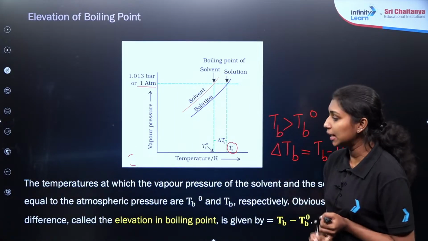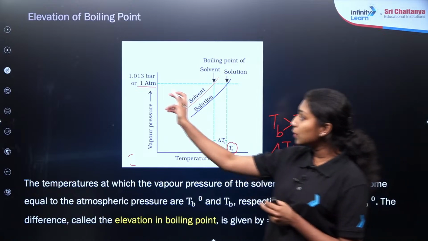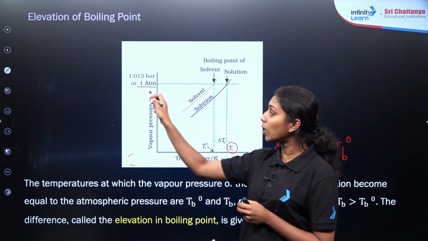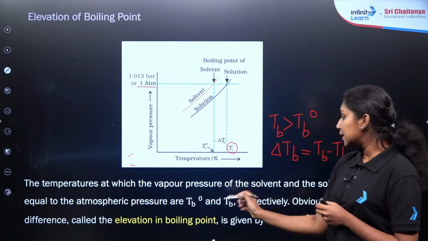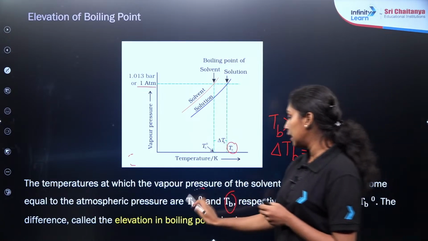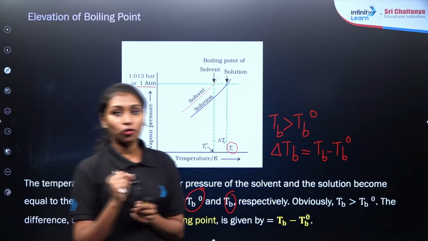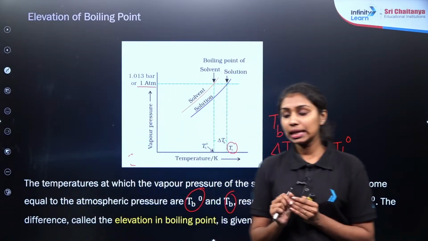It's already mentioned here: the temperatures at which the vapor pressure of the solvent and the solution become equal to 1 atmosphere pressure, or 1.013 bar, are TB0 for the solvent and TB for the solution. If you take the difference between TB and TB0, you will get the value of the elevation of boiling point. Clear?